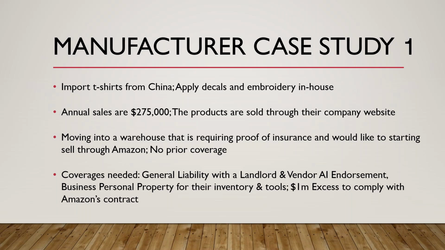They have not had coverage previously, but to satisfy their lease agreement for the warehouse and the Amazon contract, they need general liability coverage with a landlord additional insured endorsement and a vendor additional insured endorsement, along with a $1 million excess liability limit. They are also looking to get business personal property coverage for their inventory, equipment, and tools.